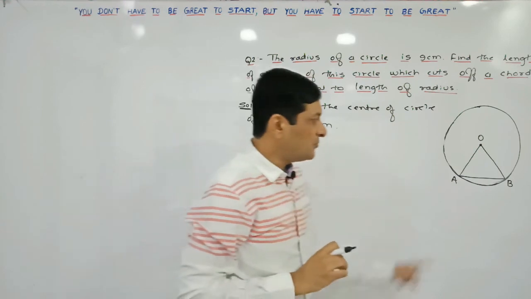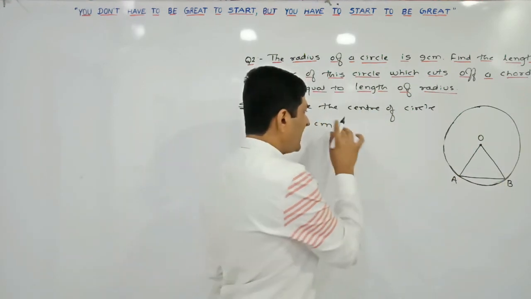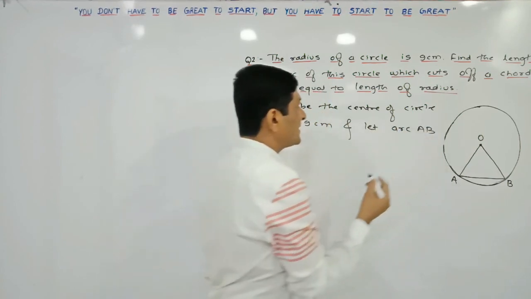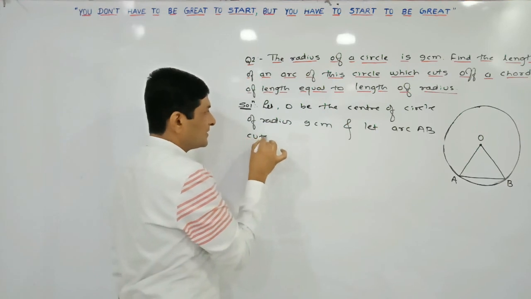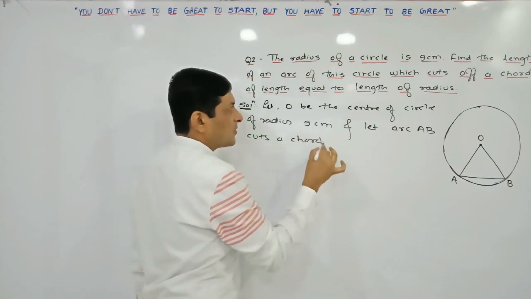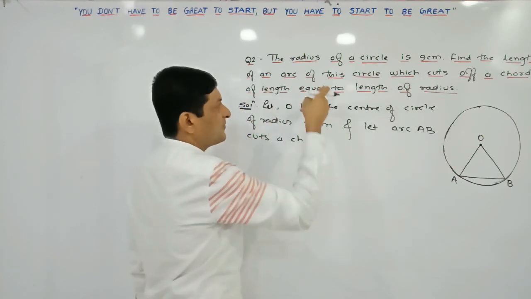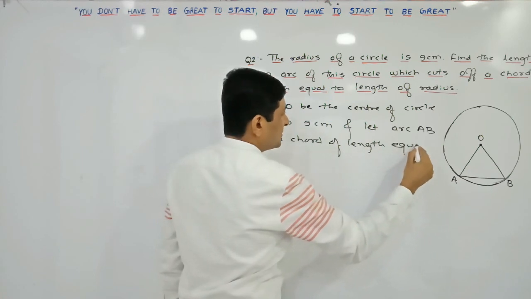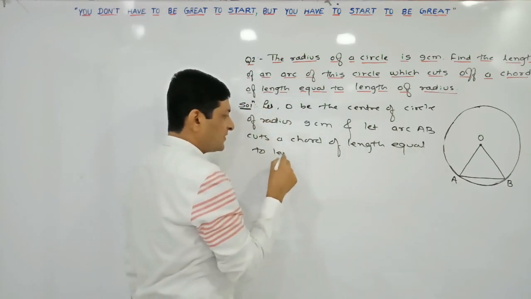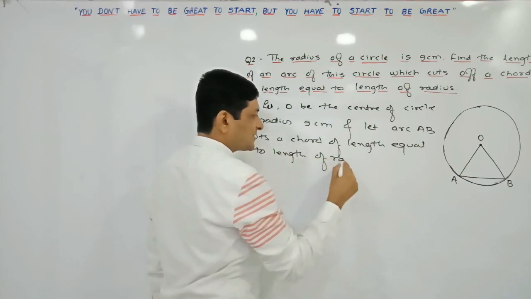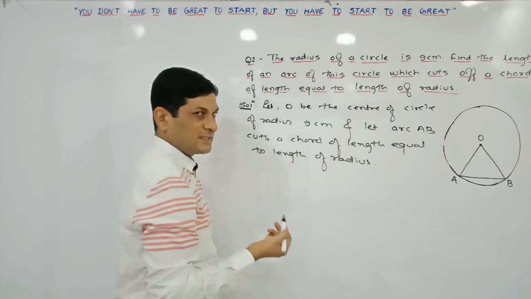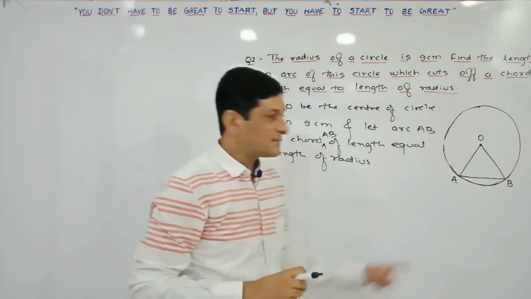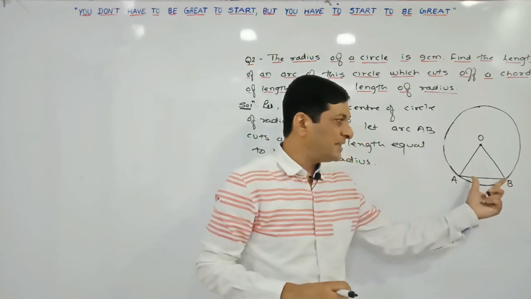Now we are supposing that this arc AB cuts a chord. What is the given condition? Cuts a chord of length equal to the length of radius, isn't it? So cuts which chord? Chord AB of length equal to radius. This arc AB cuts a chord AB of length equal to radius.